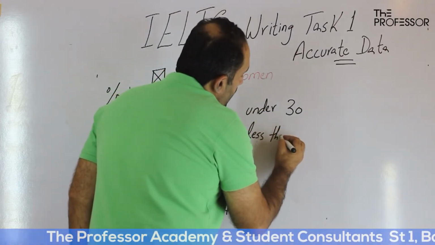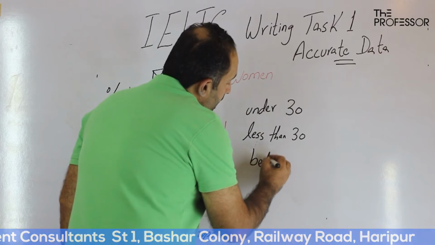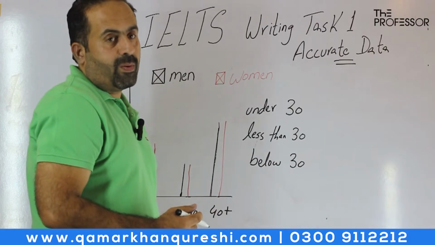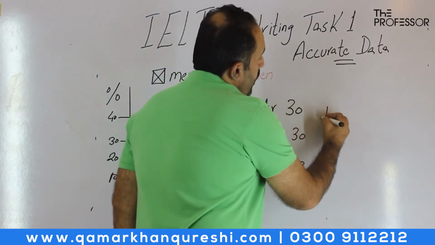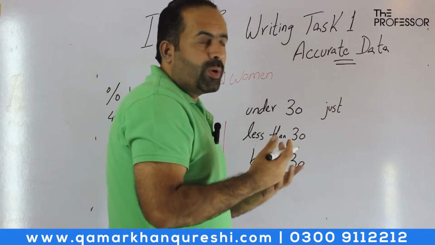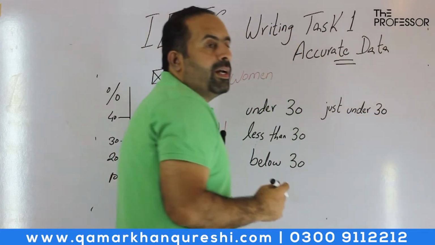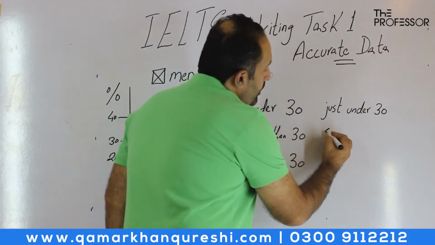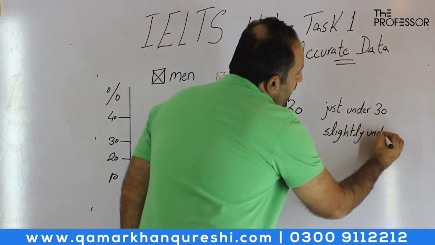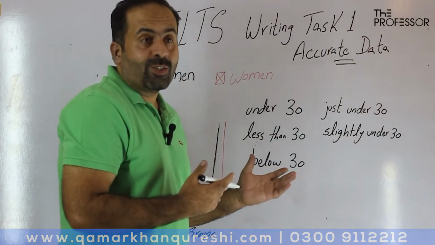Or you can say less than 30. You can also say below 30, right? Another way of saying this, if it's very slightly below 30, you can also write just under 30 or slightly under 30. See, there are a lot more ways of saying that.